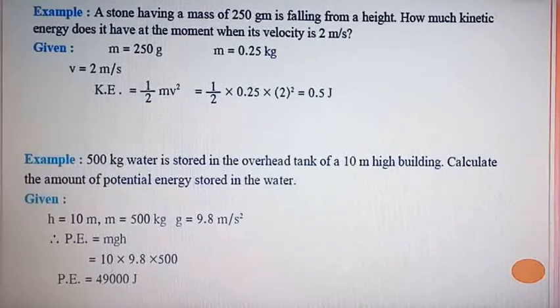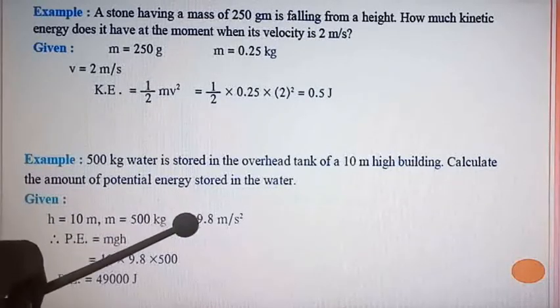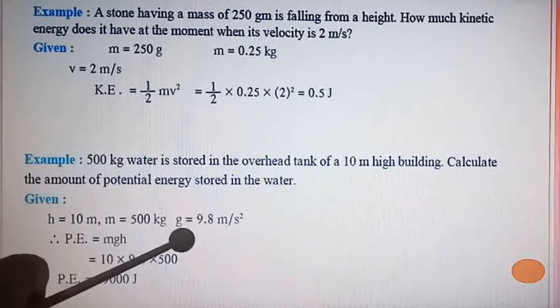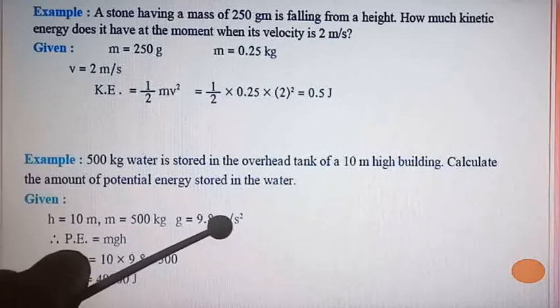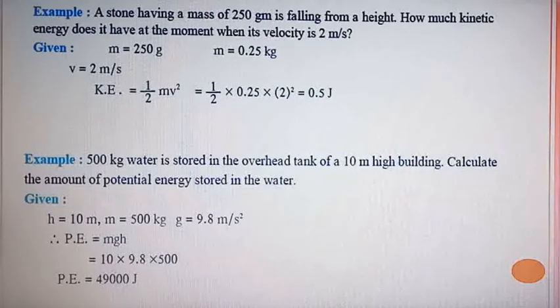Now here the energy which will be possessed by the water will be potential energy. Why? Because it is at a height from the earth's surface. So height is 10 meters, mass is 500 kg, and as you know, the value of g in MKS system is 9.8 meters per second square. You have to calculate the potential energy.